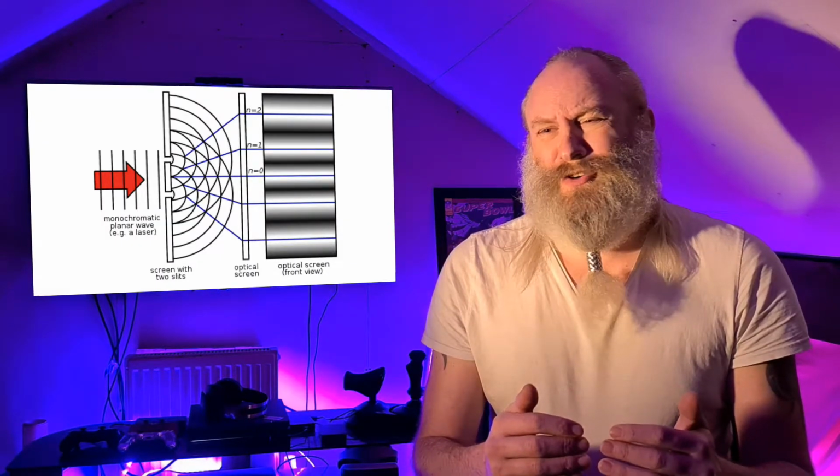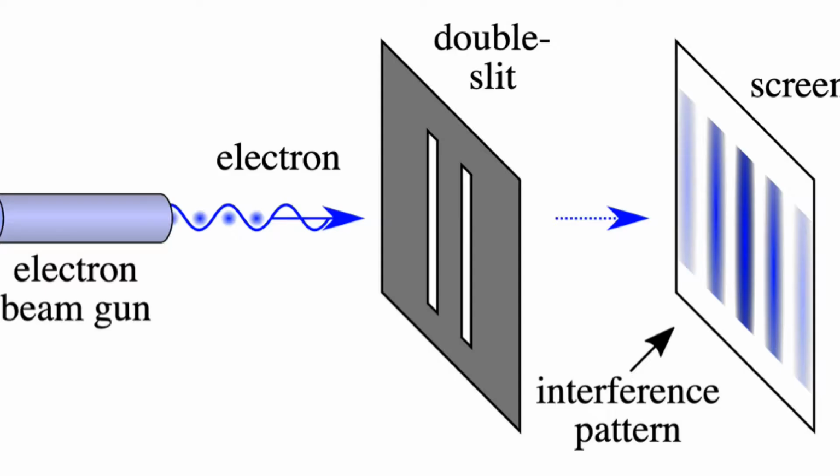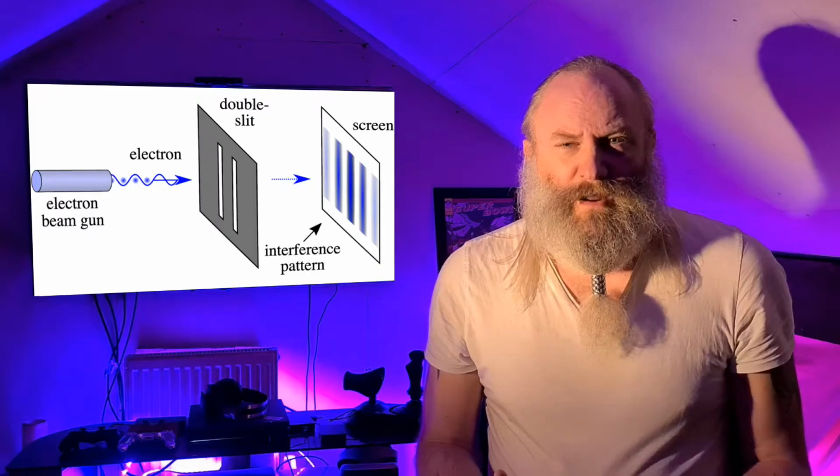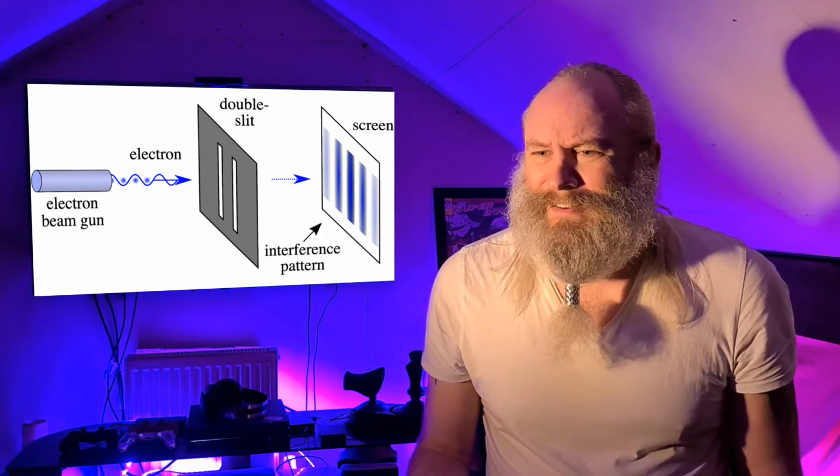The fact that we observed this with the electron must show that the electron was travelling as a wave, went through both slits at the same time, and then on the other side of the barrier interfered with itself. What we would need to do is be able to have an observer and find out if the electron is going through both slits at the same time.